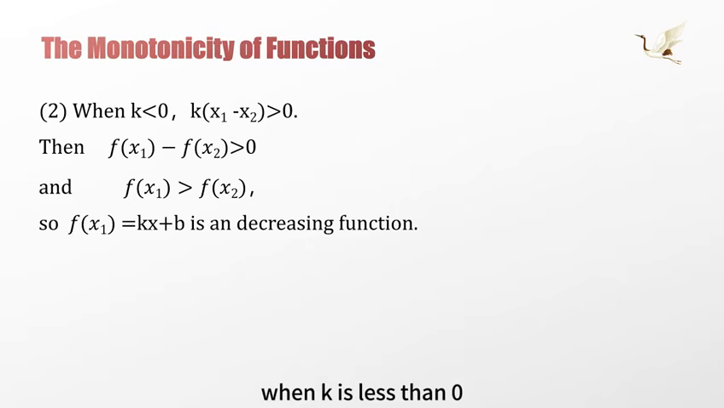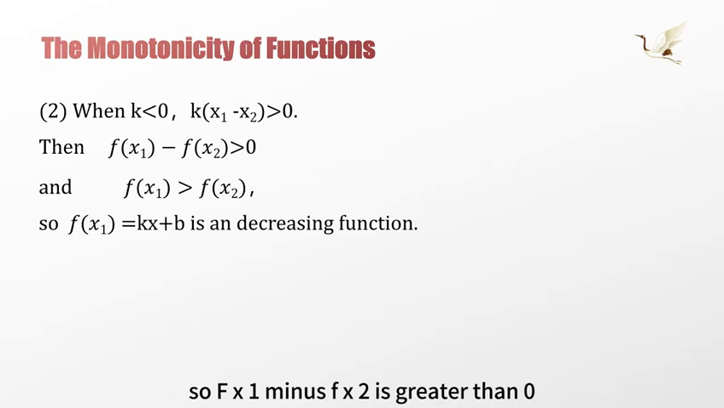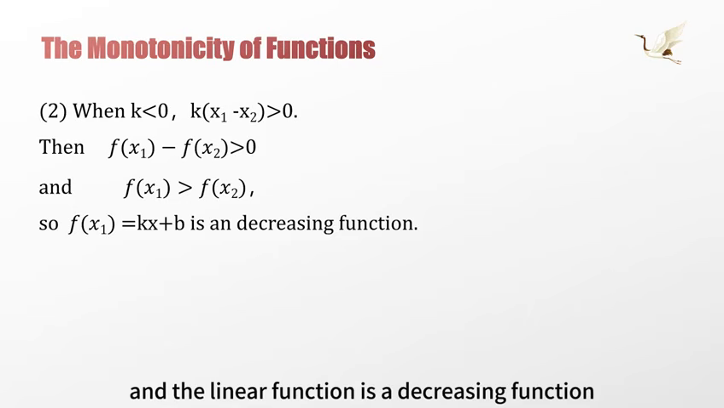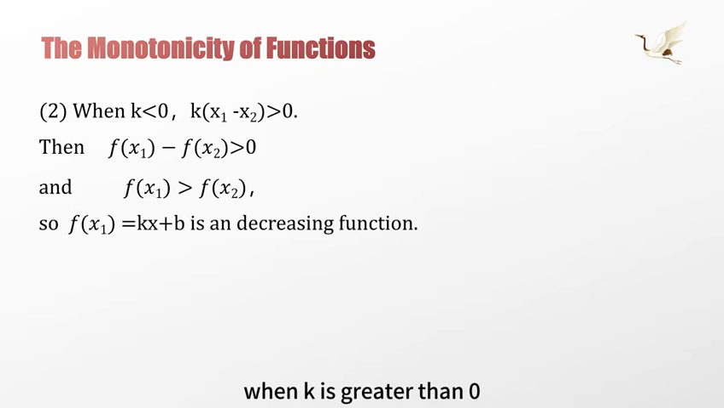When k is less than 0, k multiplied by (x1 minus x2) is greater than 0. So f(x1) minus f(x2) is greater than 0. So f(x1) is greater than f(x2), and the linear function is a decreasing function. Therefore, we prove that for a linear function, when k is greater than 0, it is an increasing function, and when k is less than 0, it is a decreasing function.